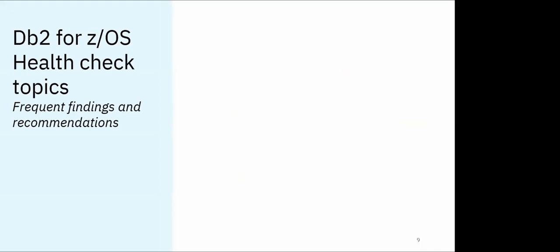Now, the next slides that we're going to walk through here are going to be some of the topics that we focus on when we are doing these health checks. So it's kind of a standard list of topics that we go through and we always look at with each customer. And there's definitely frequent findings. Like, for example, we see that a lot of customers have certain thresholds set for their group buffer pools, something like that. So there's frequent findings, there's recommendations depending on what we see in the environment.